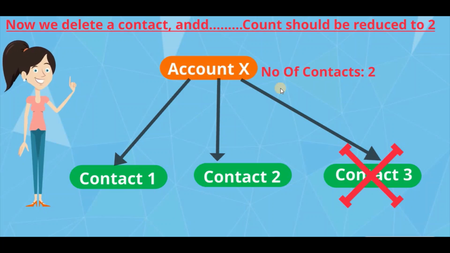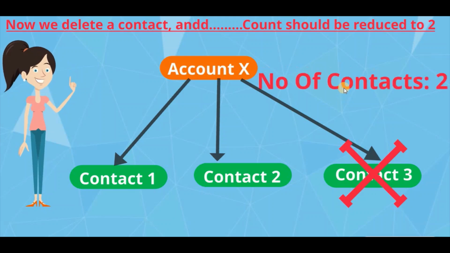Now scenario number 2. Whenever a contact is inserted, we have written our logic to update the number of contacts. In the same way, whenever we delete a contact, the count has to be reduced, right? So let's say account X is having 3 contacts. So earlier the value would have been 3. So whenever contact 3 is deleted, the count has to be reduced to 2, isn't it? Because as this is deleted, the total number of contacts is 2.